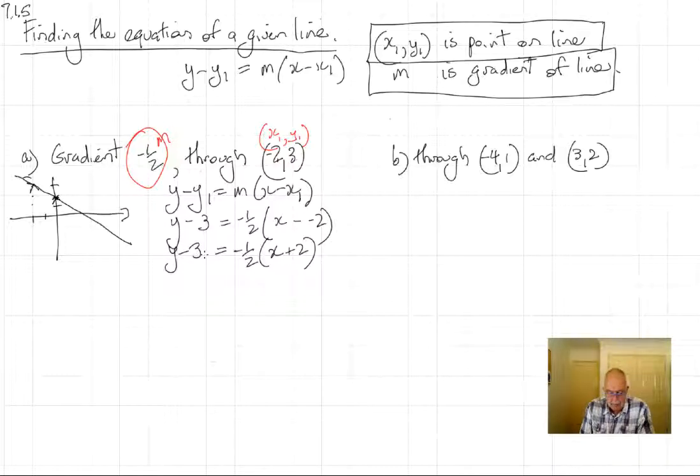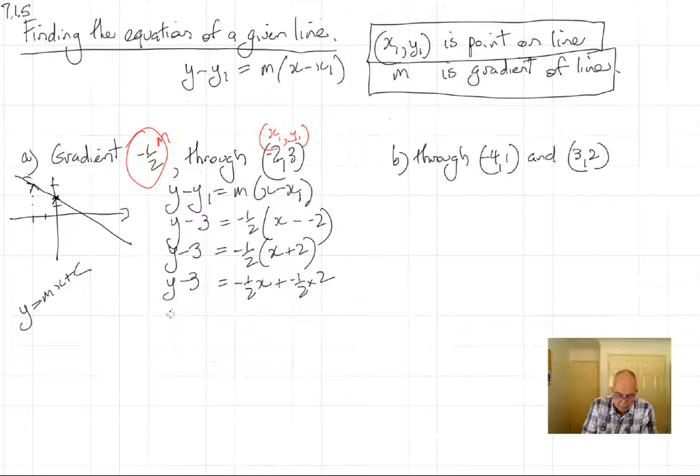I would remove brackets. I'm going to give my answer in the form of y equals mx plus c. So I've got to get rid of that -3, but before I do that, I need to remove this bracket. So the -1/2 has got to be multiplied by both, so -1/2 x plus -1/2 times 2, and that's y minus 3. So y minus 3 equals -1/2 x. -1/2 times 2 is -1.